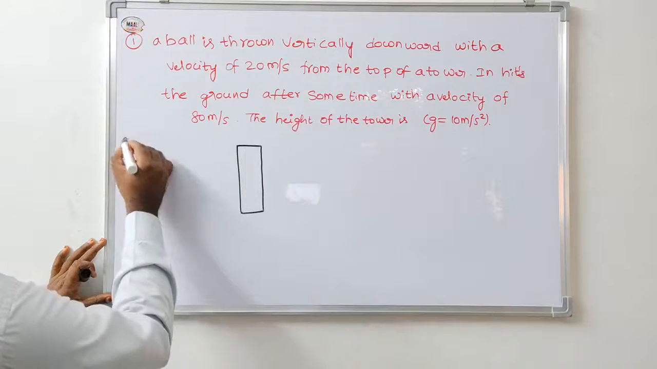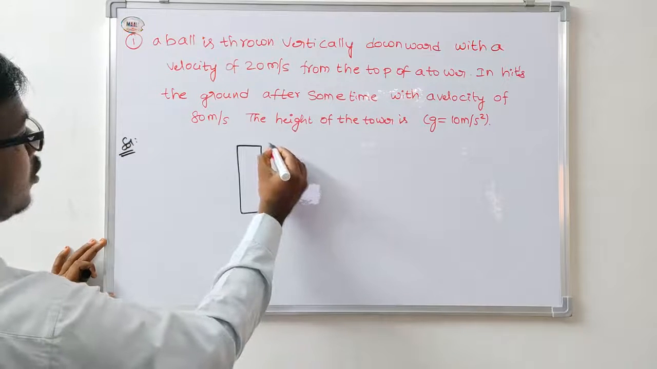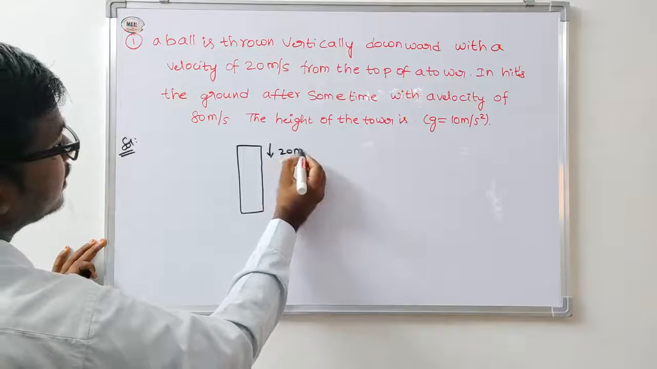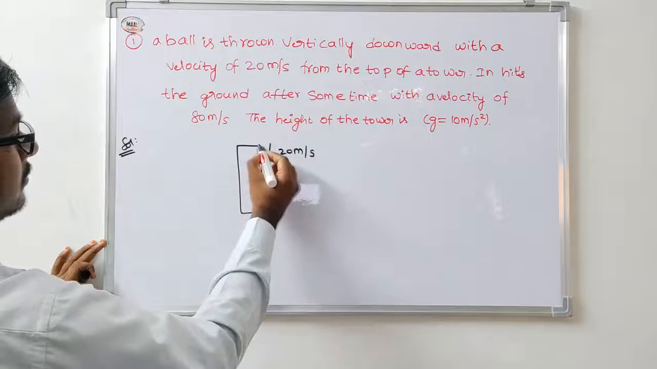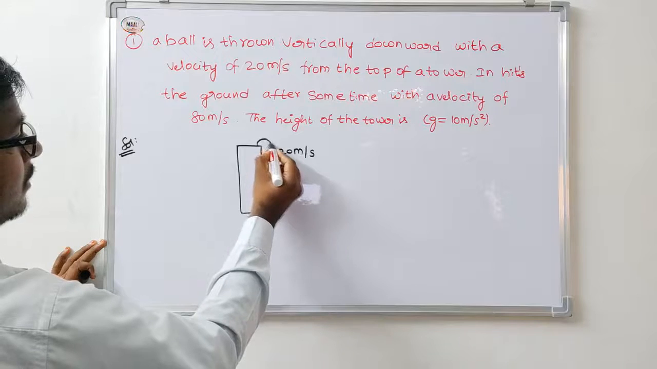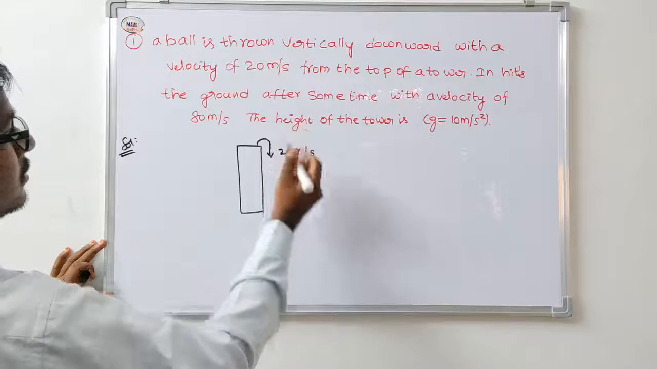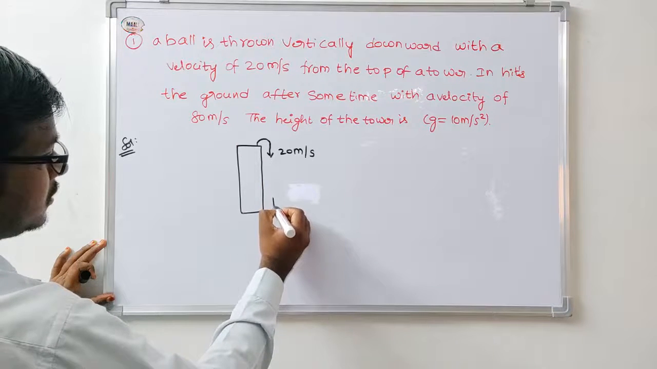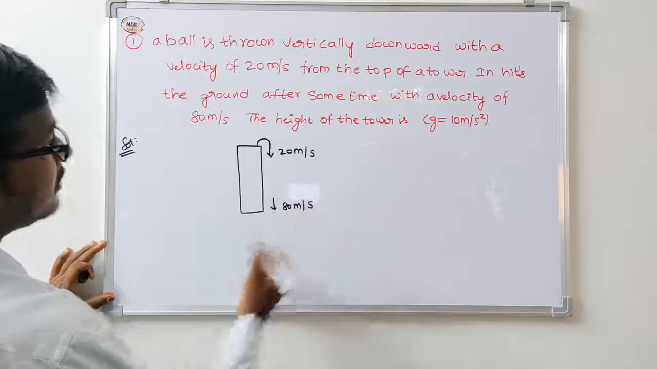This is the tower. A body is dropping with initial velocity 20 meter per second from the top of a tower. After some time it strikes the ground surface, and the final velocity is 80 meter per second.